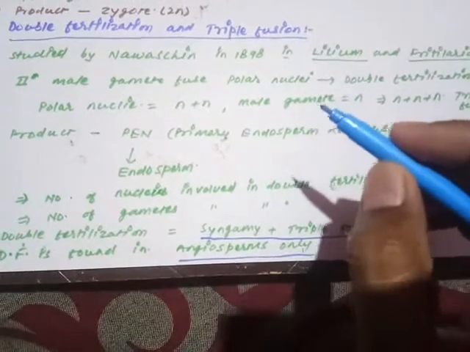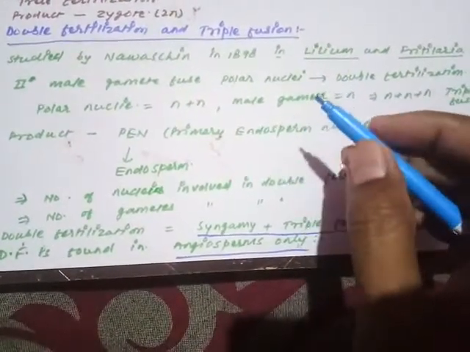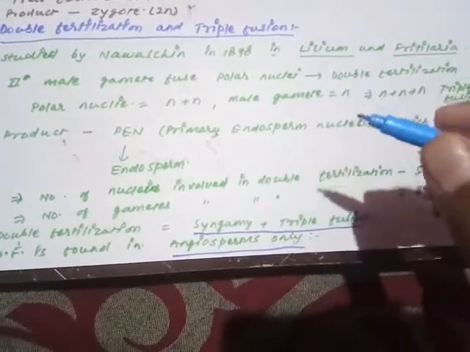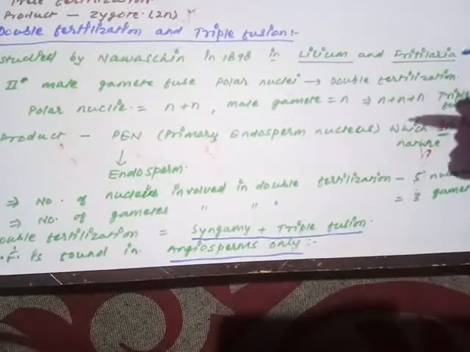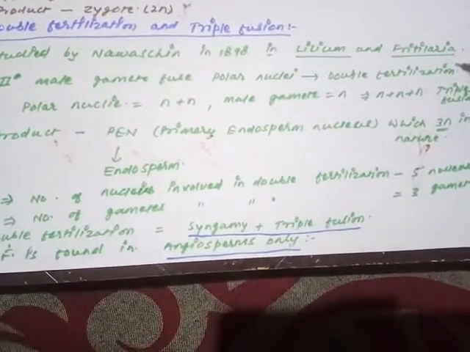Are you getting my point? The second male gamete is going to fuse with the polar nuclei or the dikaryon, which is lying in between. Why is this so? Because as soon as the first gamete is fused, the second gamete is discharged in the embryo sac and it is traveling ahead.